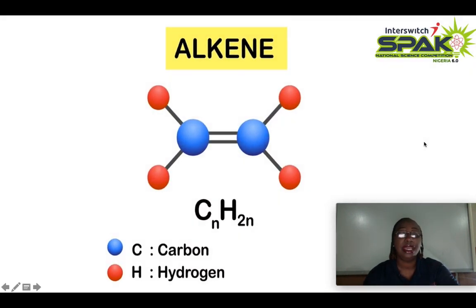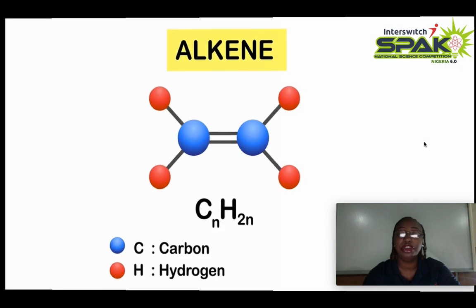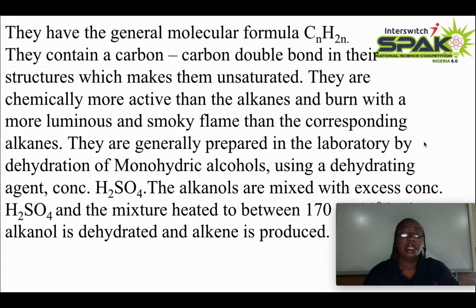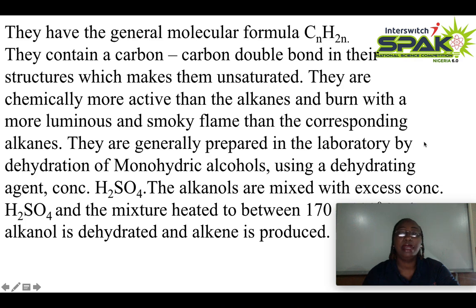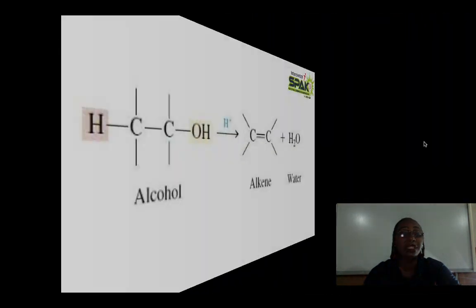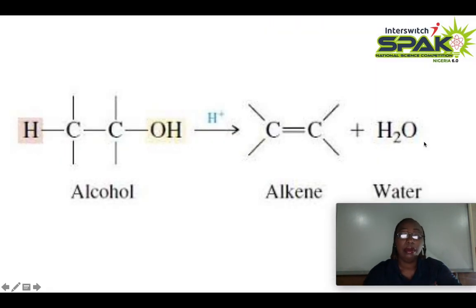Moving on to alkenes, formula CnH2n. It has the presence of a double bond. They have a general molecular formula CnH2n, with the double bond in between them, which makes them unsaturated. They are chemically more reactive and more active than the alkanes. So they burn more luminous, with a smoky flame, and they are produced by dehydrating alkanols. Alkenes are produced by dehydrating alkanols.